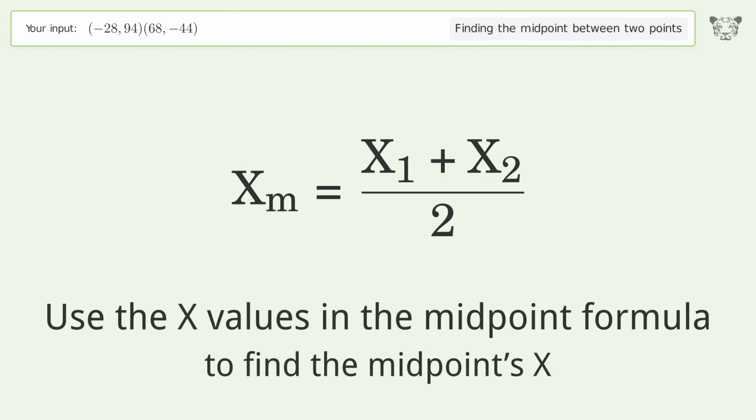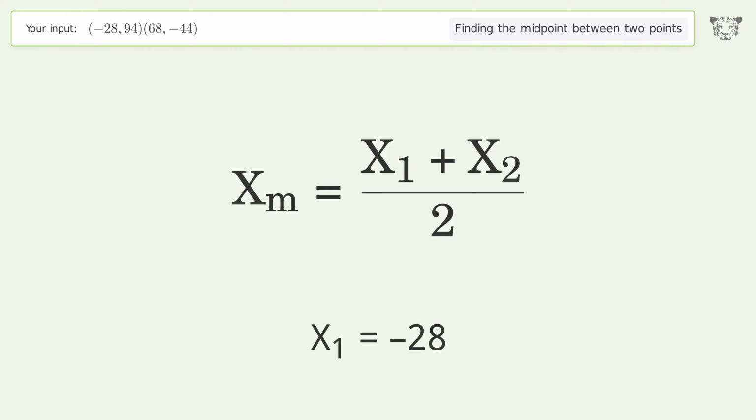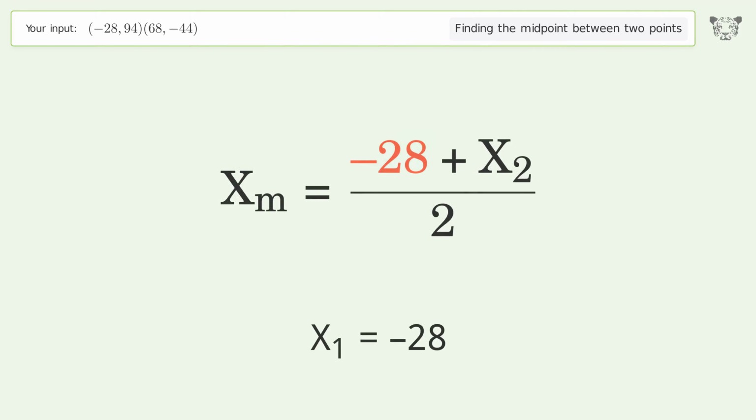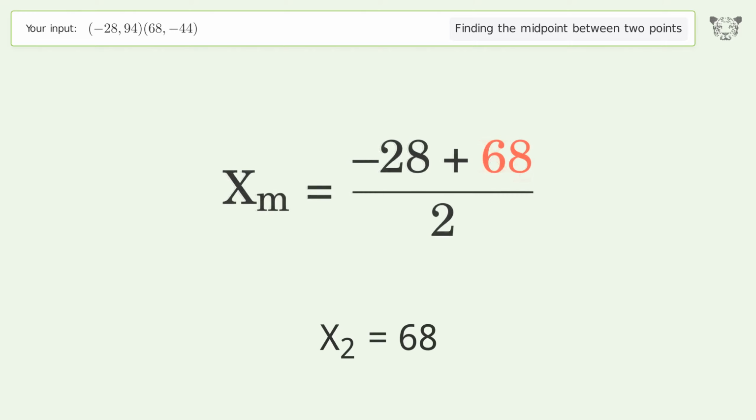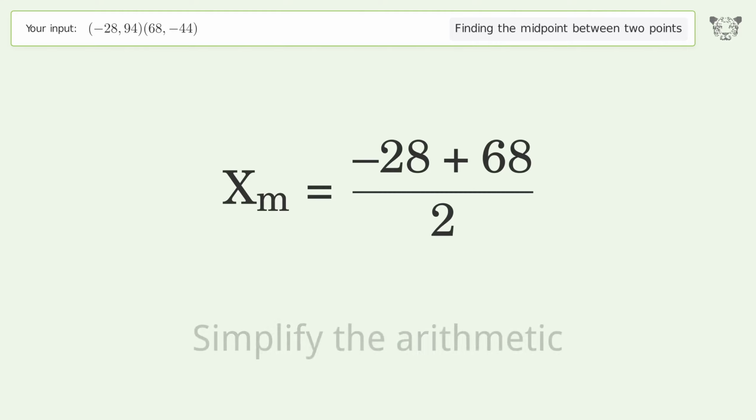Use the x values in the midpoint formula to find the midpoints x. x1 equals -28. x2 equals 68. Simplify the arithmetic.